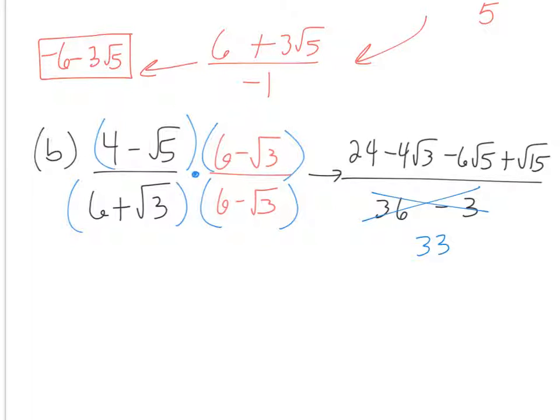Okay, again, look at the numerator. There's no like terms. Even the radical 15, because you can break it into radical 5 and radical 3, doesn't really allow you to combine with these unless you group them together, which won't make it any simpler than it is. So that's all you can do for part B.